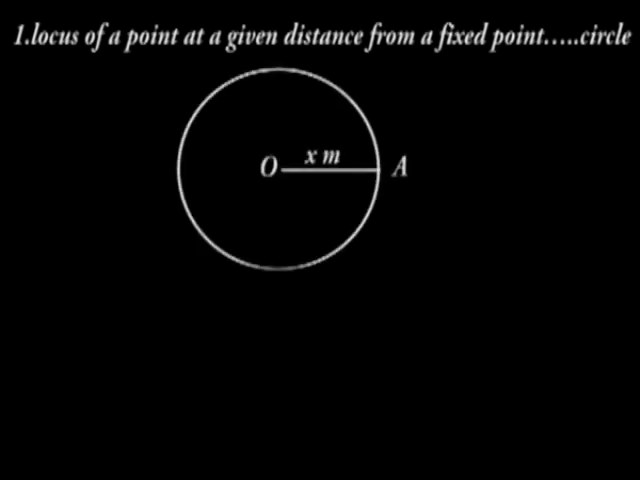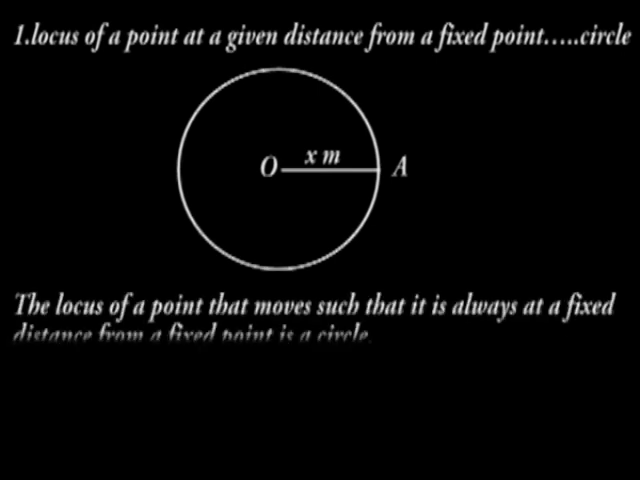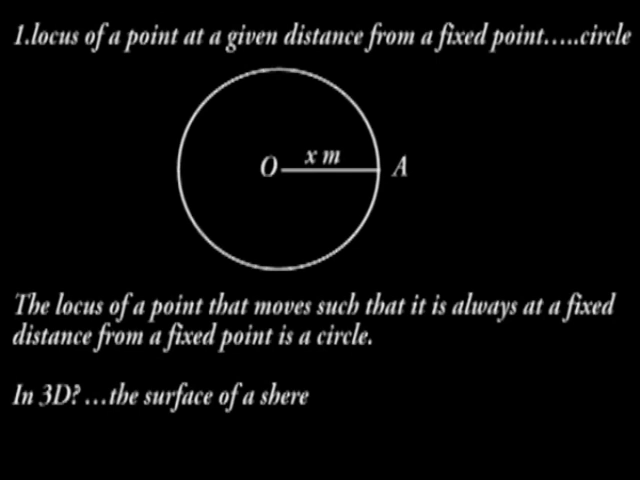If A moves such that it is always at a distance x meters from O, the locus of A is a circle. This is represented as shown below. The locus of a point that moves in such a way that it is always at a fixed distance from a fixed point is a circle. In 3 dimensions, the locus of such a point is the surface of a sphere.